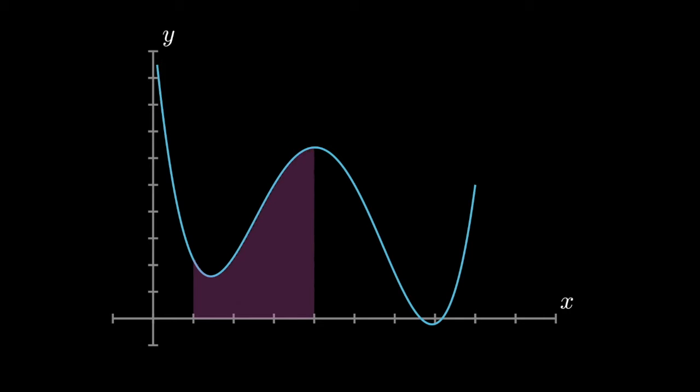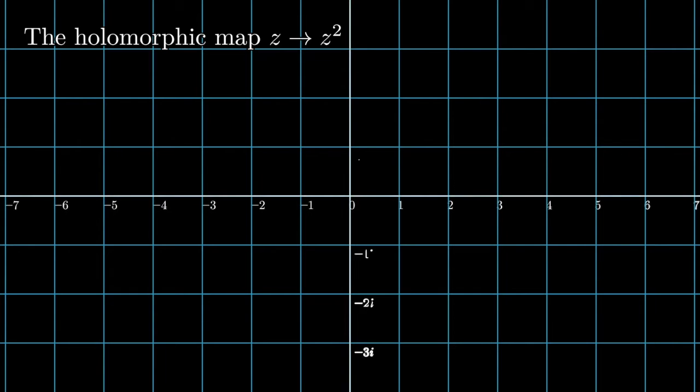Because of this, when we talk about the integral from a to b, or in this case, from x equals 1 to x equals 4, we have a really clearly defined notion of the area under the curve, and the definition we talk about is pretty unambiguous. Now let's hop into the complex plane.